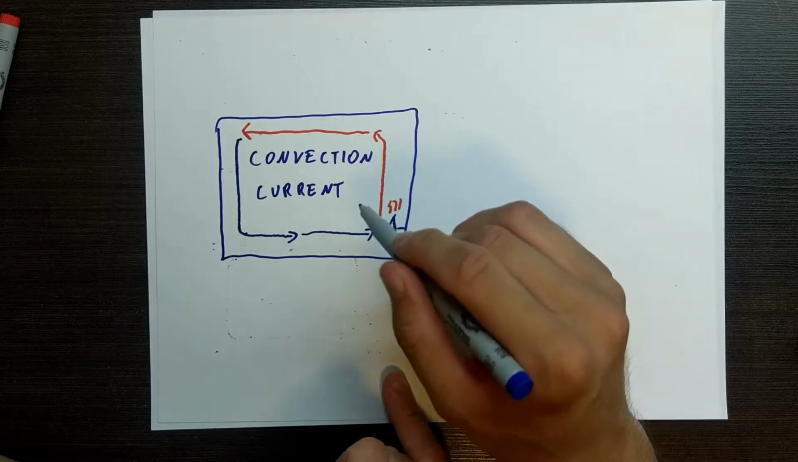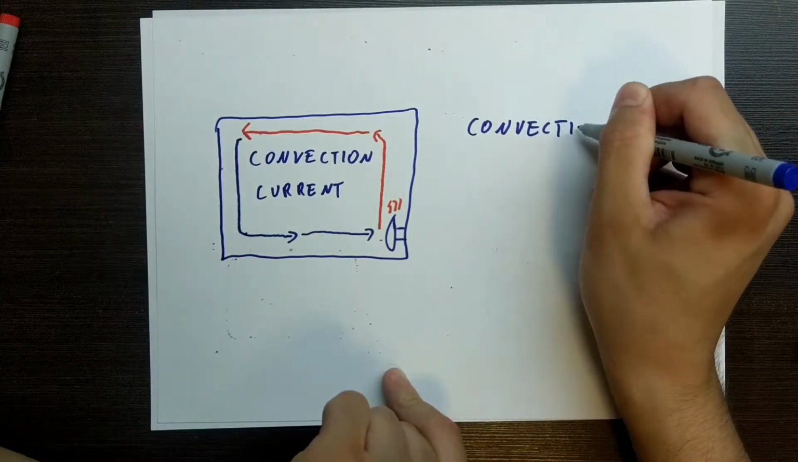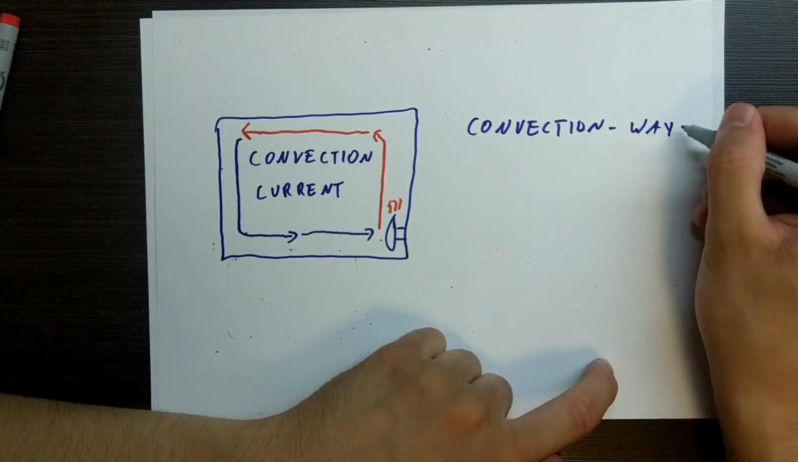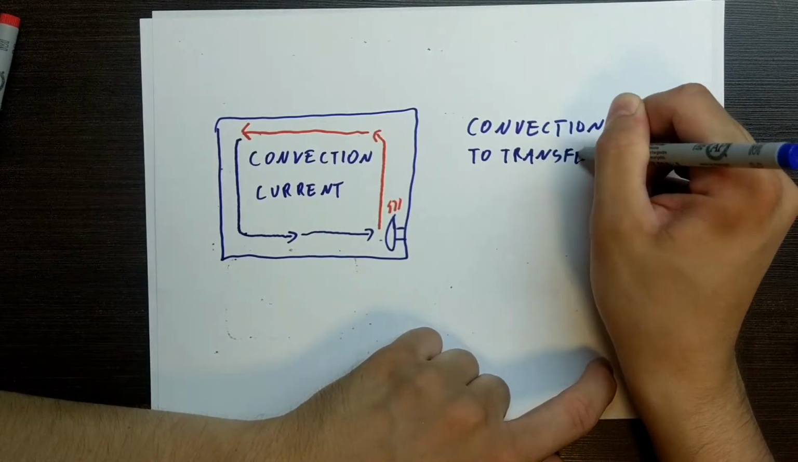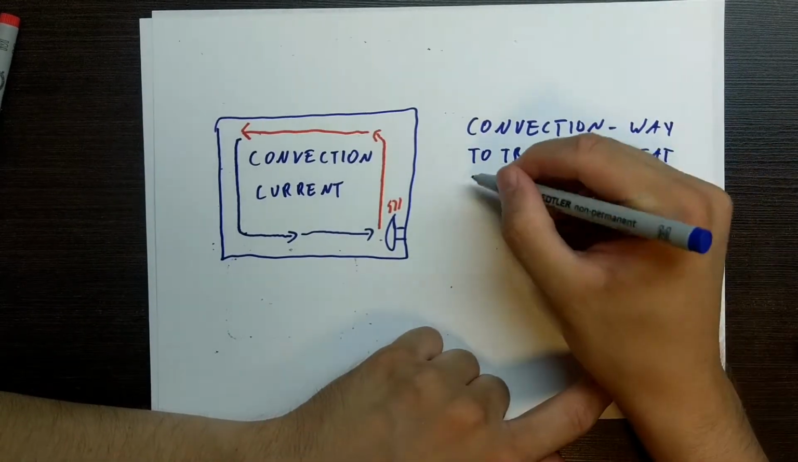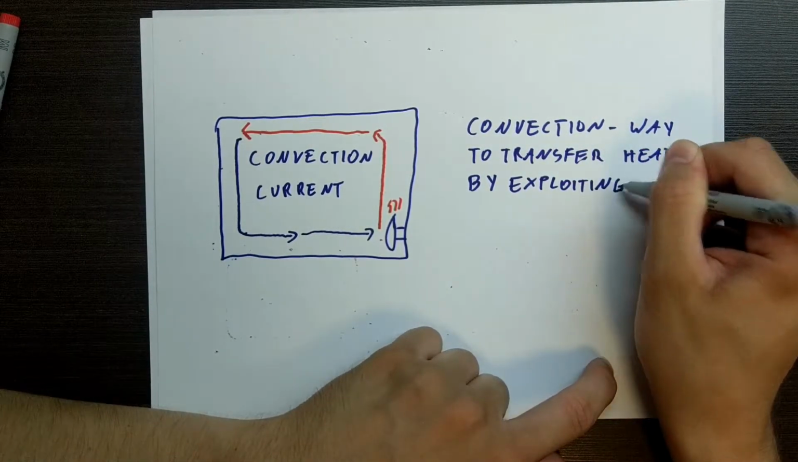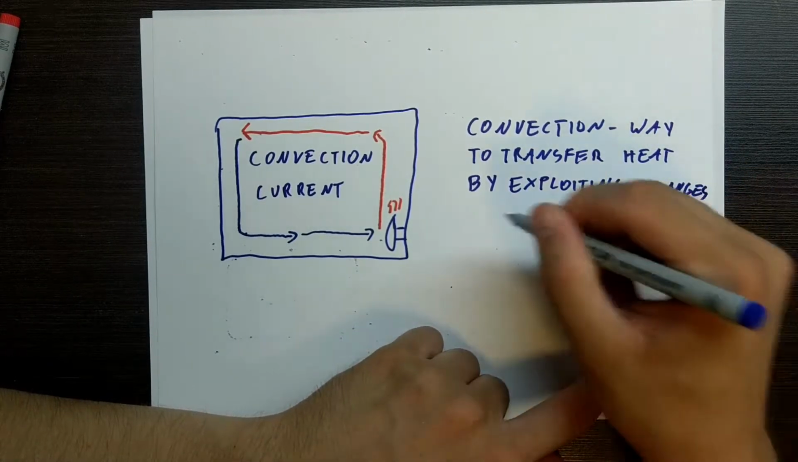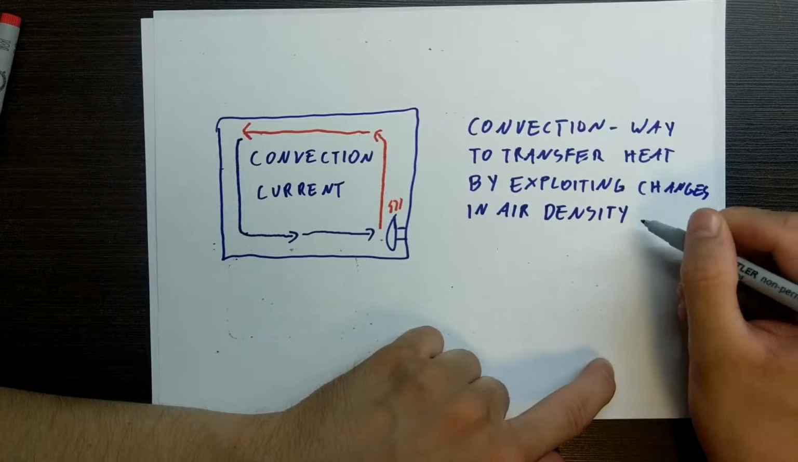Now, another important thing to mention is that convection is a way to transfer heat by exploiting changes in air density due to heat.